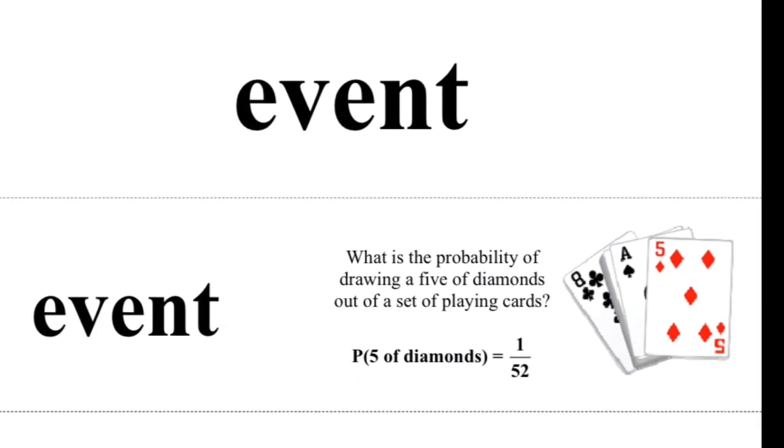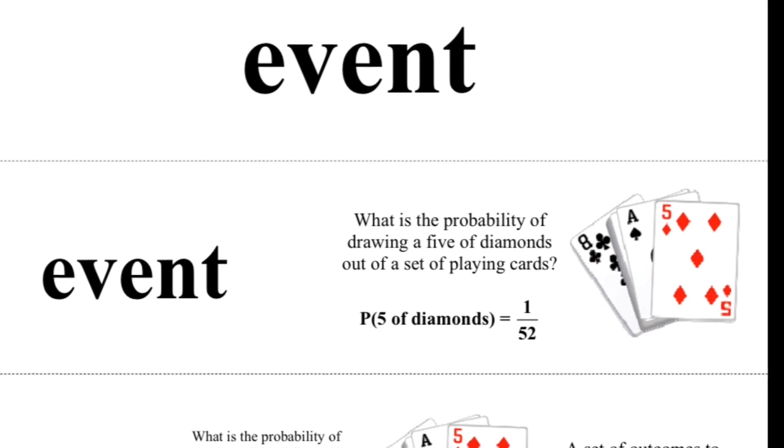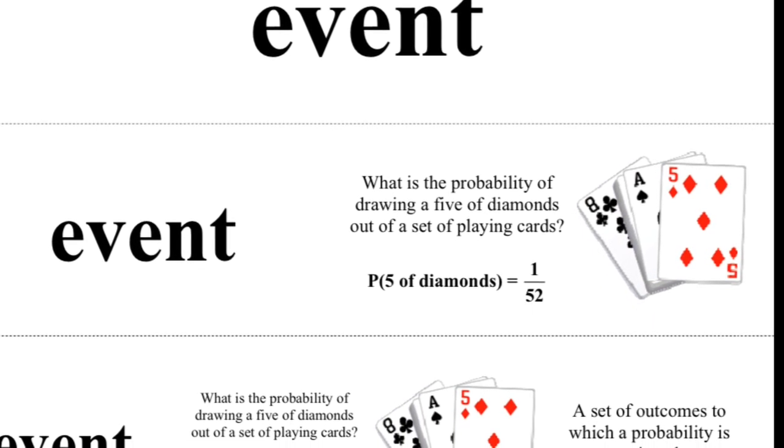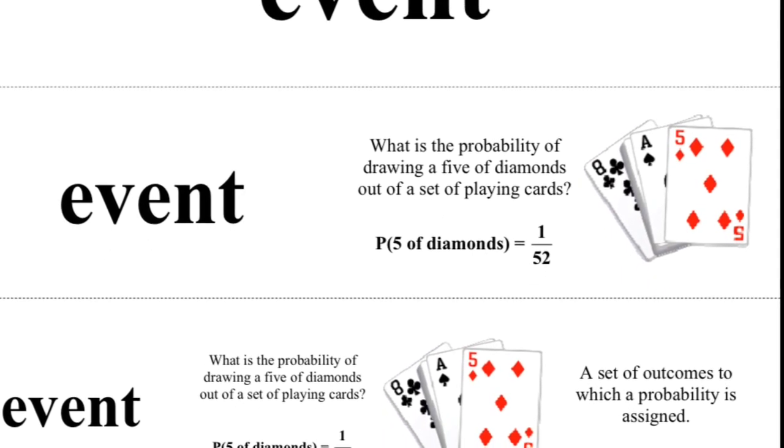An event is something that takes place in a probability problem. For example, if I'm playing cards, I could ask what is the probability of me getting a 5 of diamonds? The event would be the 5 of diamonds.